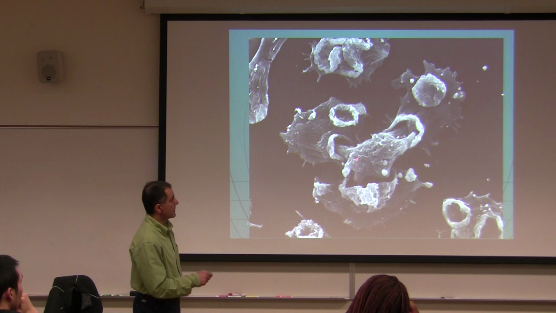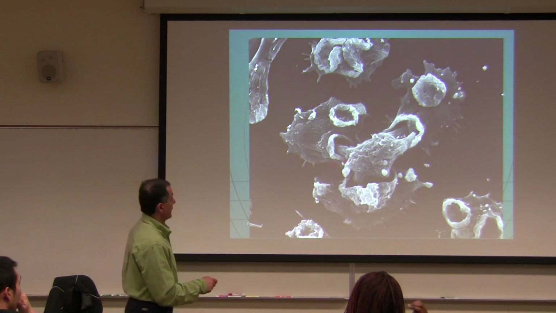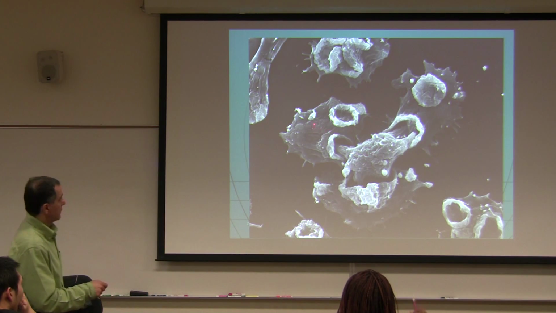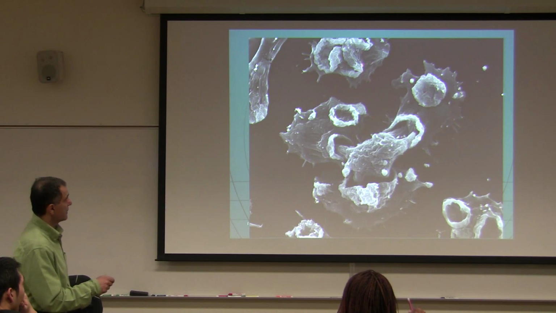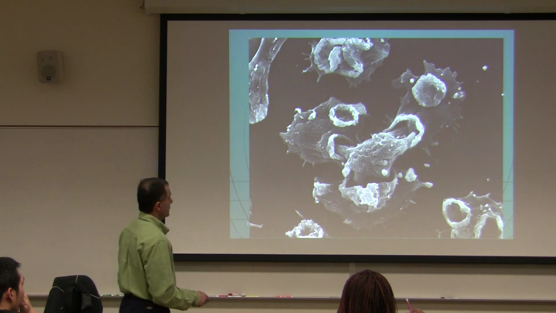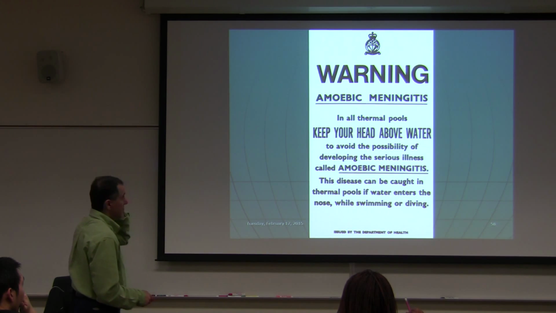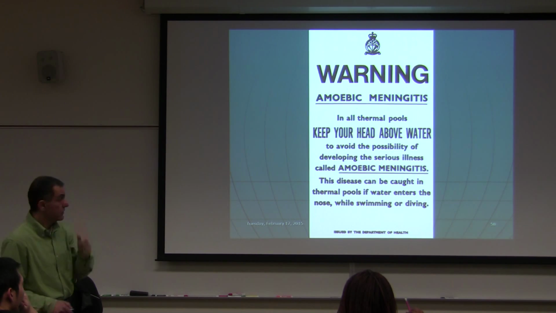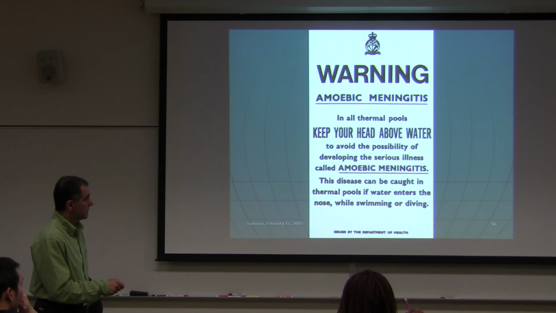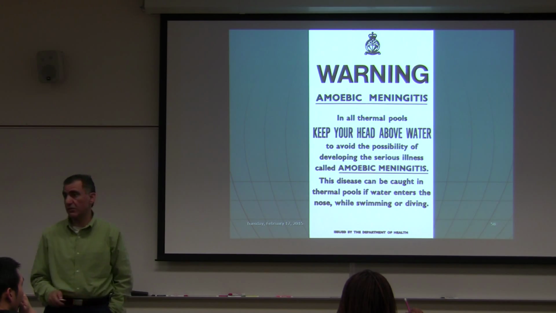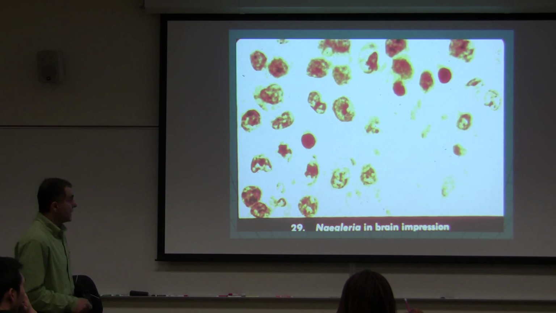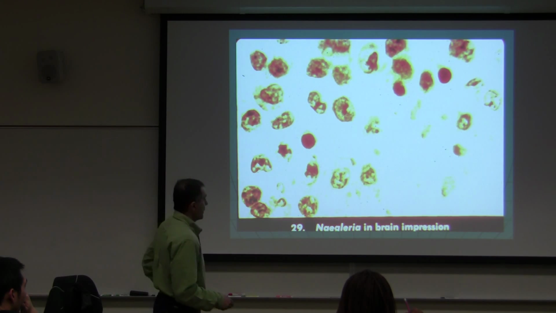Here are the organisms. Here is the amoeba. Right here, they are devastating. They're killing the cells. And of course, there are signs on the beaches sometimes. They say keep out because of amoebic meningitis. Right here, that's what they're referring to, Naegleria fowleri. Here is the one that you do have in the Naegleria.